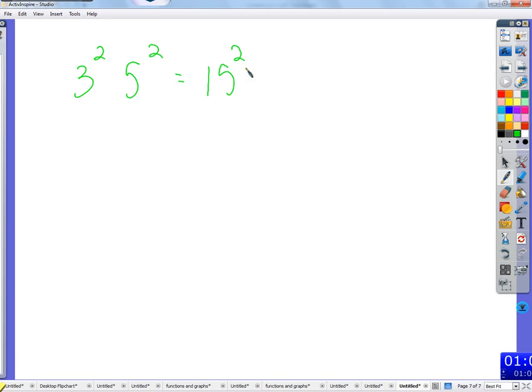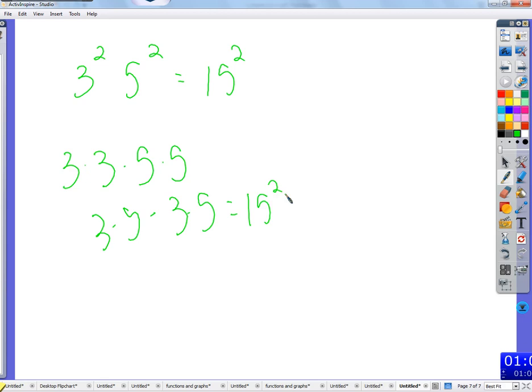Squared. Is that true? Wouldn't it be 15 to the fourth? Let's see. I don't know. This is 3 times 3. This is 5 times 5. Oh, then I have the same thing. That's 3 times 5 times 3 times 5. That's 15 squared. Yeah.